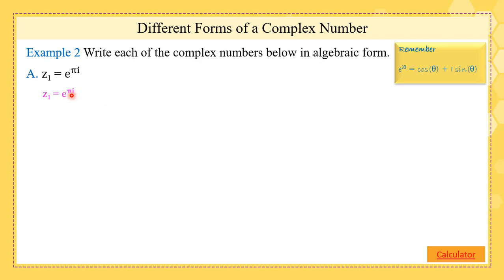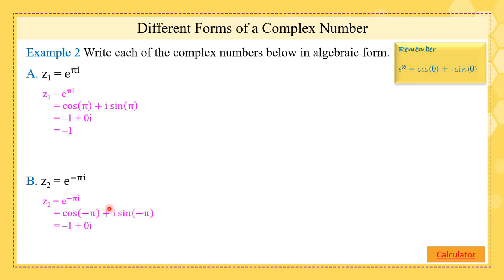Let's begin. If we write it as cosine pi plus i sine pi, we know that cosine pi is negative 1 and sine pi is 0, so we get negative 1. Now, how do we do it using the calculator? We're going to see it after a while. This is part B. We also translate the exponential into trigonometric. You can use the calculator for these values, and we get negative 1.